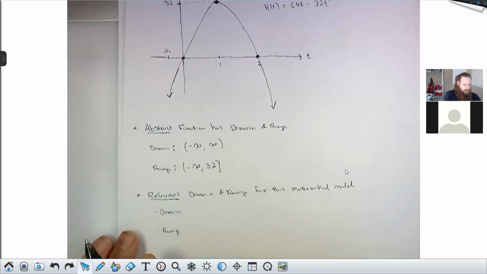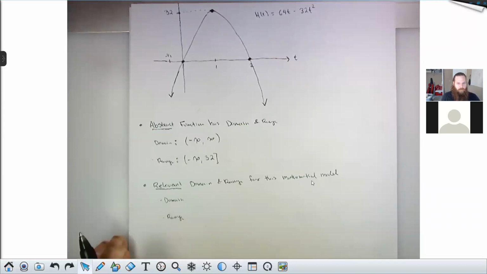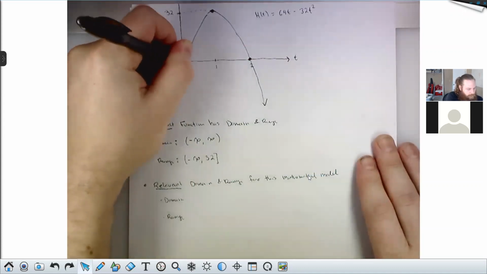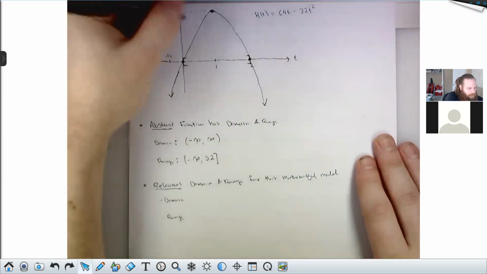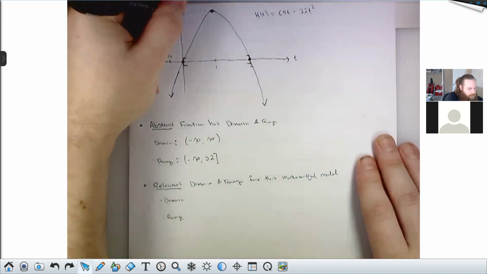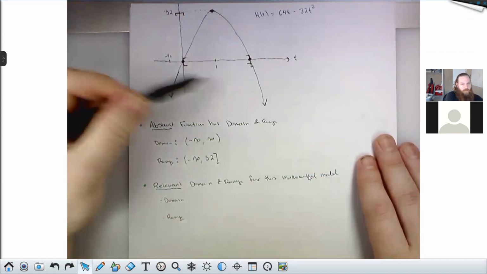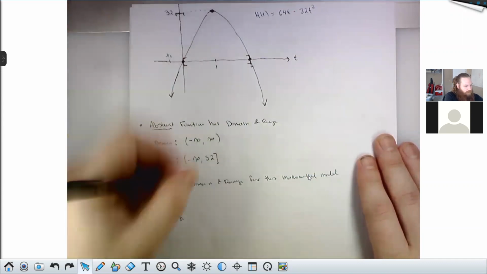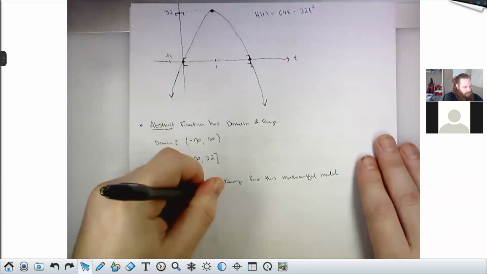If I'm talking about just the relevant domain, the domain and range associated with the model, then I'm only interested in the times that this function actually describes the behavior of the ball or the object, whatever it is that's being thrown. So like we said, the ball certainly doesn't tunnel through the earth before I throw it, and it doesn't plow into the earth after it lands. So the relevant domain here is 0 to 2.